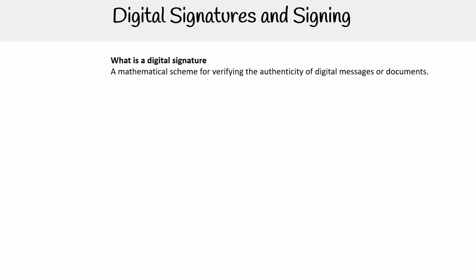Hey, this is Andrew Brown from Exam Pro, and we are looking at digital signatures and signing. So what is a digital signature? It's a mathematical scheme for verifying the authenticity of digital messages or documents, and a digital signature gives us tamper evidence.